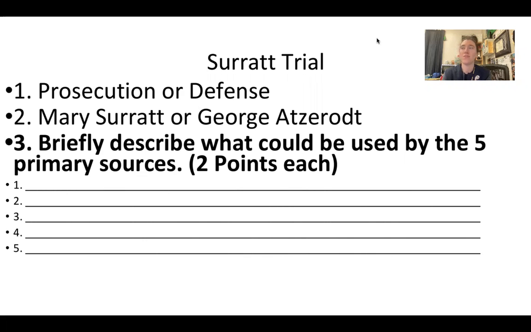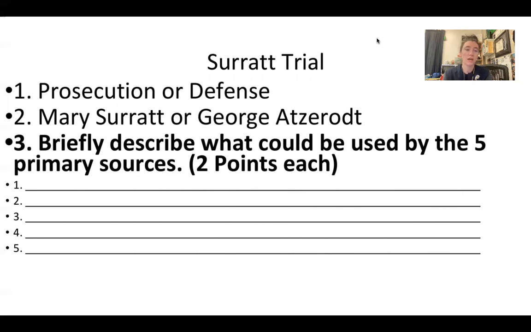If you lost yours, you need to find out whether you are prosecution or defense. Prosecution is arguing that Surratt or Atzerodt is guilty. Defense is arguing that Surratt or Atzerodt is innocent. And those are assigned to you also on Google Classroom in a Google spreadsheet. Same with what trial you are, that can also be found in that spreadsheet.